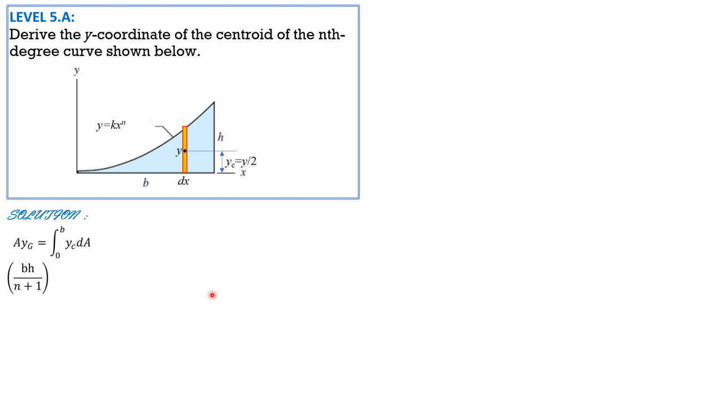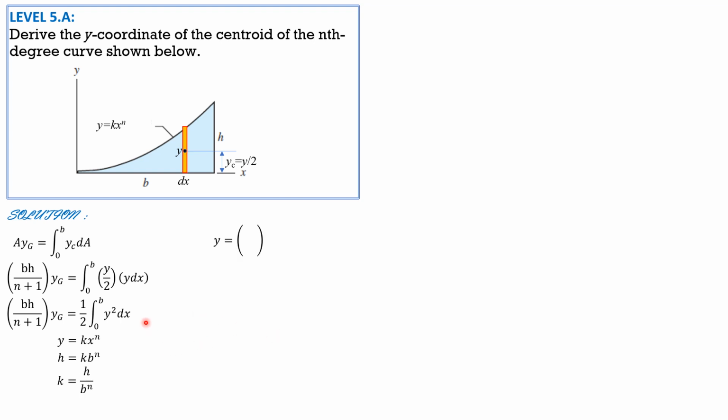So bh over n plus 1 times y bar equals the integral of y sub c, which is y over 2. Then dA is the area of the strip, which is height y, thickness dx. So bh over n plus 1 times y bar equals 1/2 integral of y squared dx, where y is kx to the n. So when y is h, x is b, so y equals kx to the n, so h equals kb to the n. So that means k is h over b to the n.